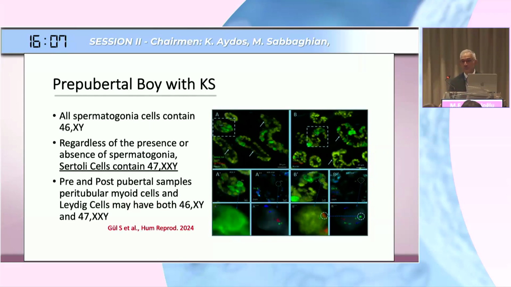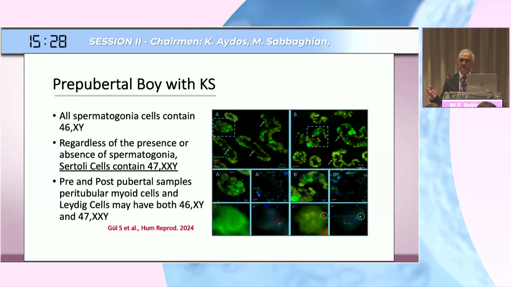When they looked at the prepubertal boys, again in the tubules, spermatogonia contain 47,XY. However, regardless of the presence of spermatogonia, all Sertoli cells contain 47,XXY. They also checked prepubertal and postpubertal samples, peritubular myoid cells and Leydig cells. They may have 46,XY and also 47,XXY, so it's mosaicism.